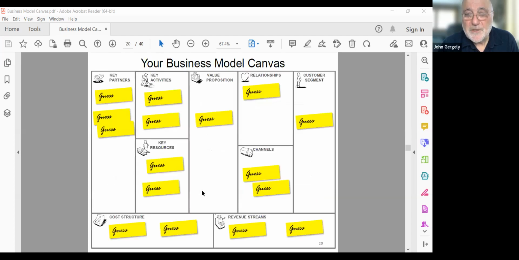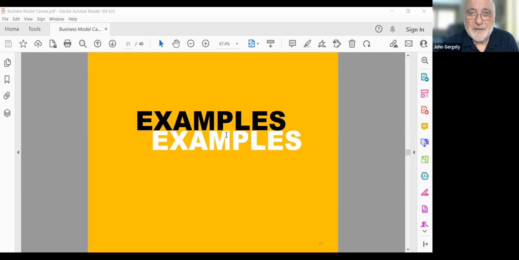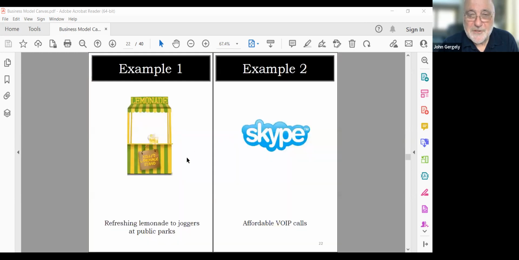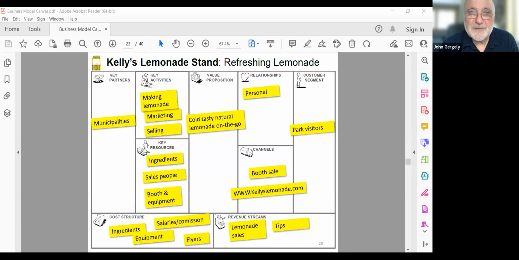So there's a lot to it. This is a really good tool if you have a group of people: you get in a room and put up stickies on a board and figure all this out. One really simple example is a little lemonade stand. So who are the partners? Well, municipalities.